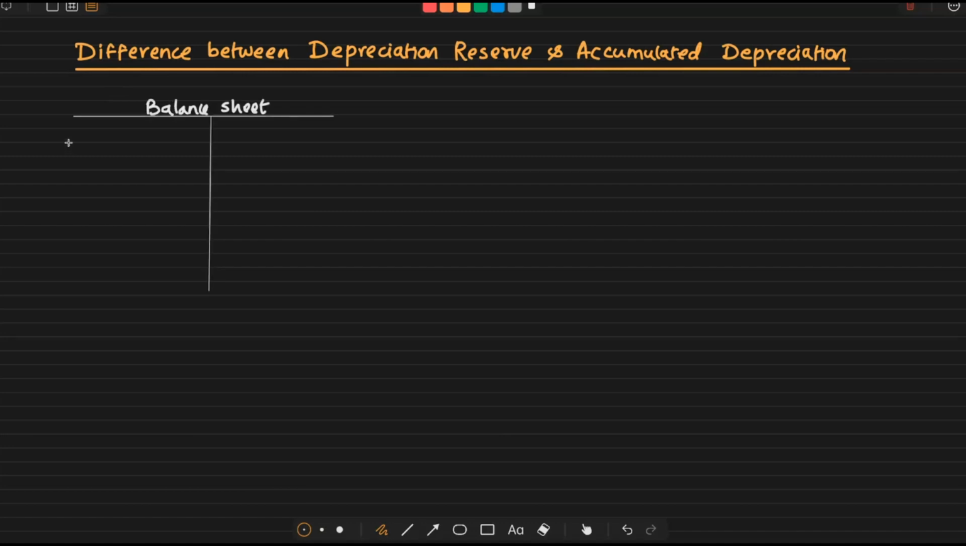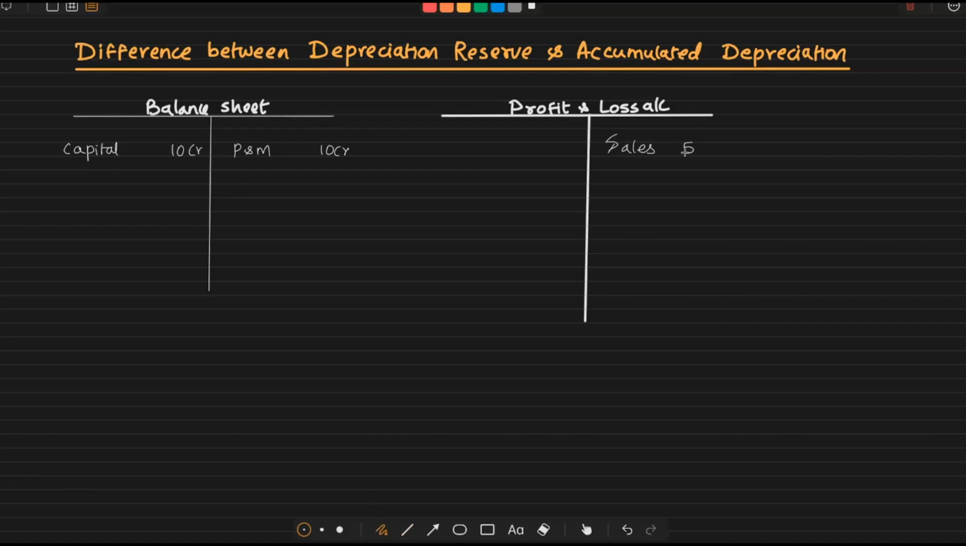I am bringing in capital, let's say capital of 10 crore. I'm going to use that capital for purchasing plant and machinery of 10 crore. And I use this plant and machinery so effectively that I was able to make some sales. So let me prepare my P&L account also here. In the first year, I was able to achieve, let's say, sales of 5 crore.